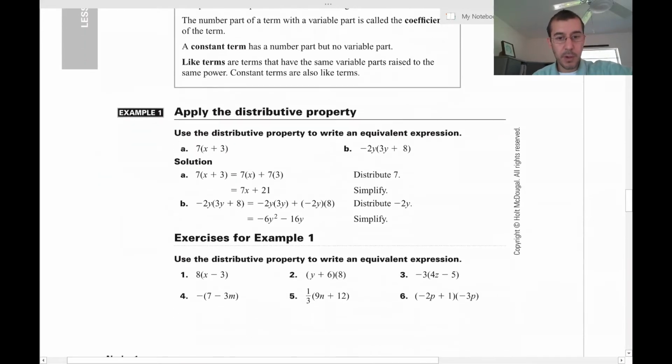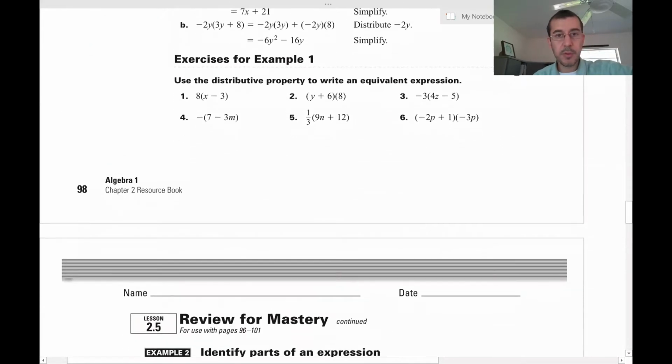So 1 through 6 use the distributive property to write an equivalent expression. When we apply the distributive property, we're just multiplying out the term in front of the parentheses with each term inside the parentheses. So this would be 8 times x, which is 8x, and plus 8 times minus 3, different signs. So minus, when we're multiplying numbers with different signs, the product is negative. And then 8 times 3 is 24.